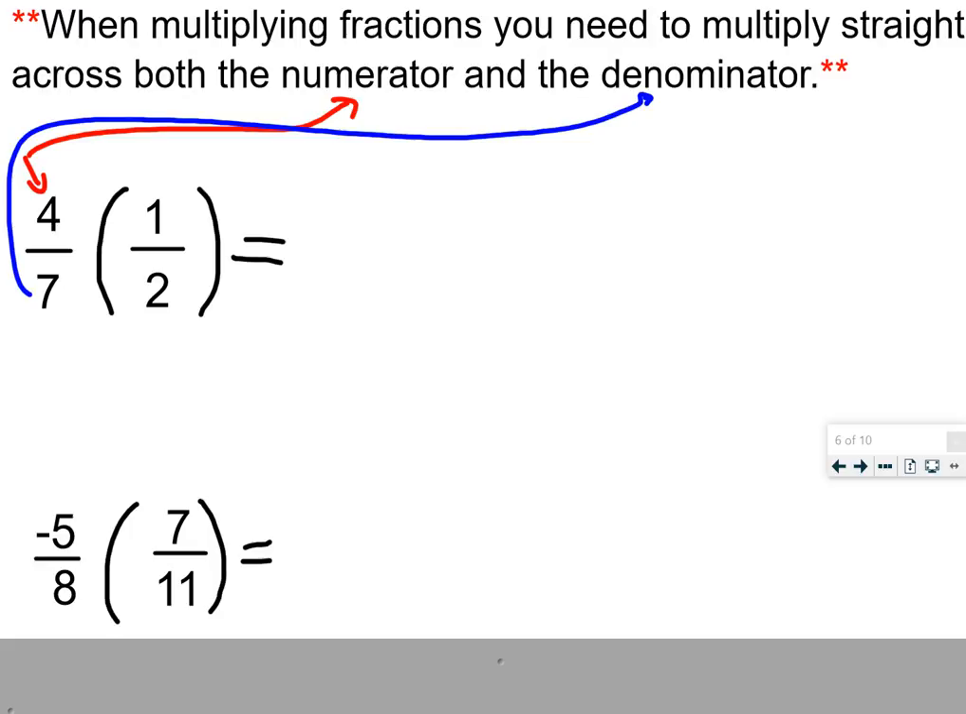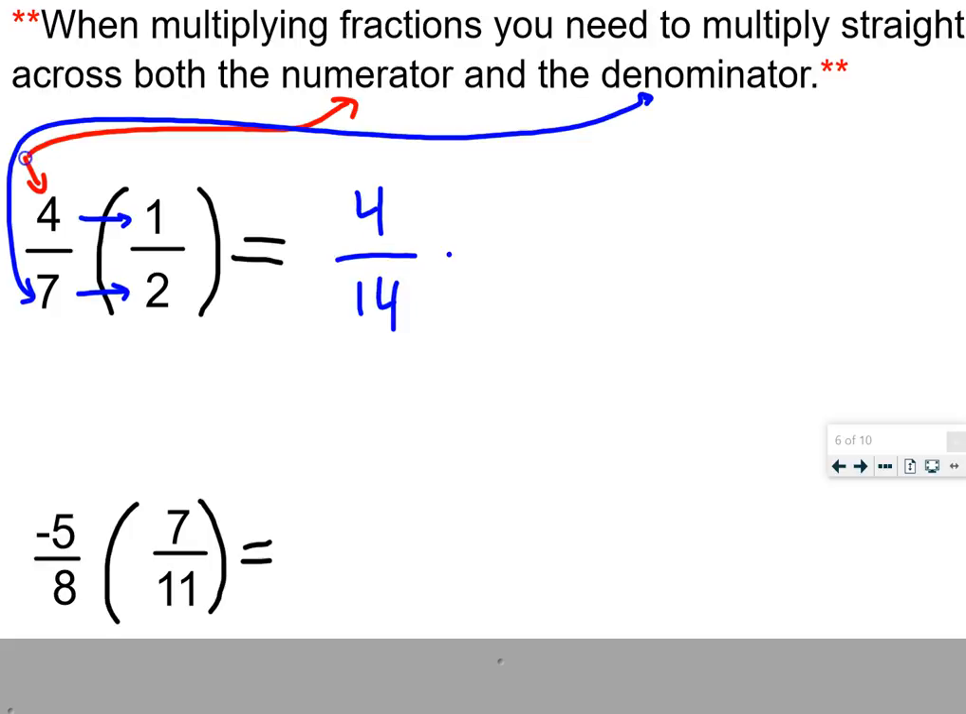So in this example, 4 is the numerator, 7 is the denominator, 1 is the numerator, and 2 is the denominator. So when you're multiplying fractions, which are rational numbers, multiply straight across. Very, very simple. Since they're both positive, my answer is going to remain positive. Remember to keep that in your head at all times. 4 times 1 across the top is 4, and 7 times 2 across the bottom is 14.